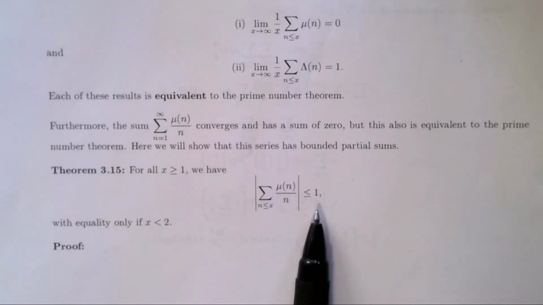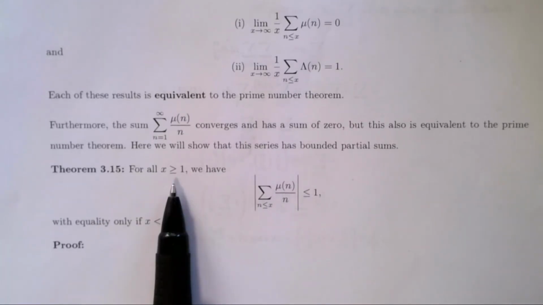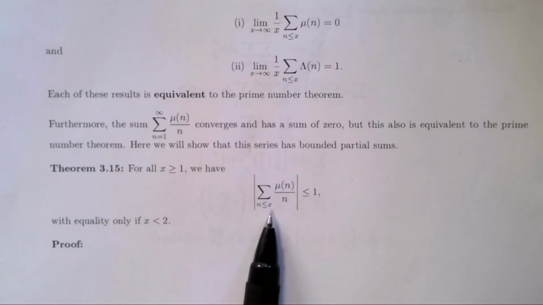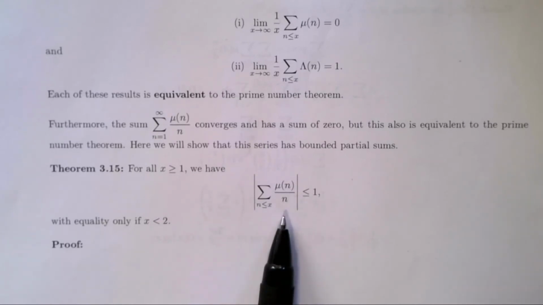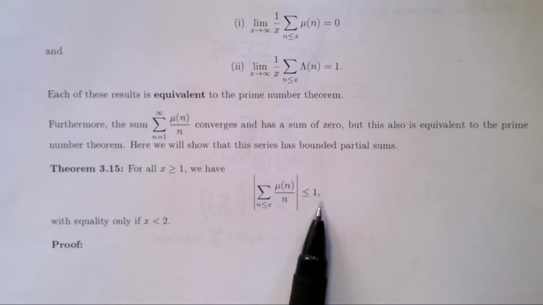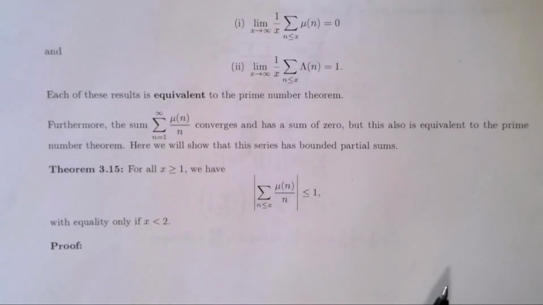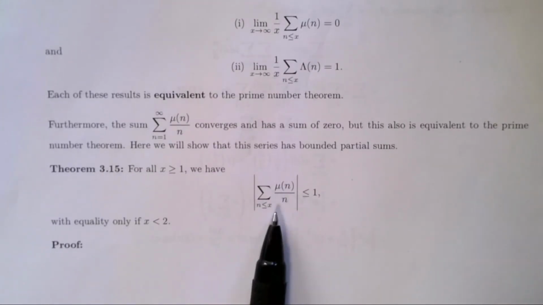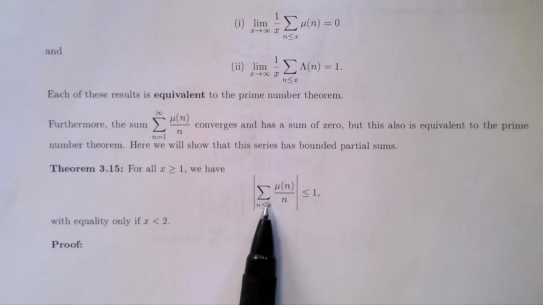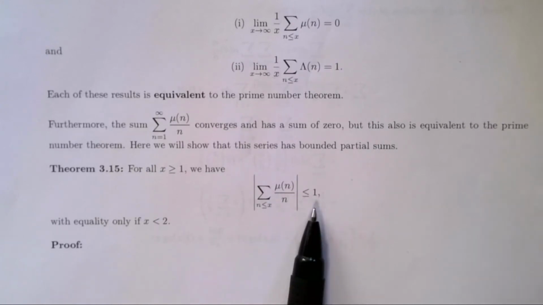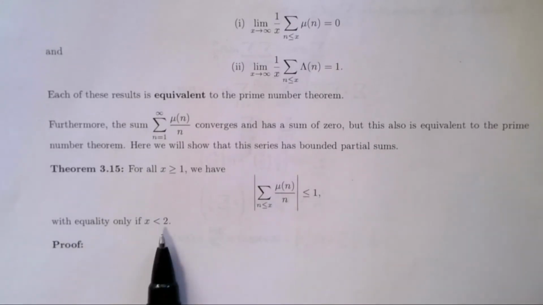That is, for x bigger or equal to 1, the partial sums over n less or equal to x of mu of n on n, you add up this sum, you get less or equal to 1. Now, of course, you know that if you put a 1 on here, then this sum increases without bound. But if you put the mu of n there, then the sum doesn't get very big. It's always less than 1. And the only time you get equality is if x is less or equal to 2.